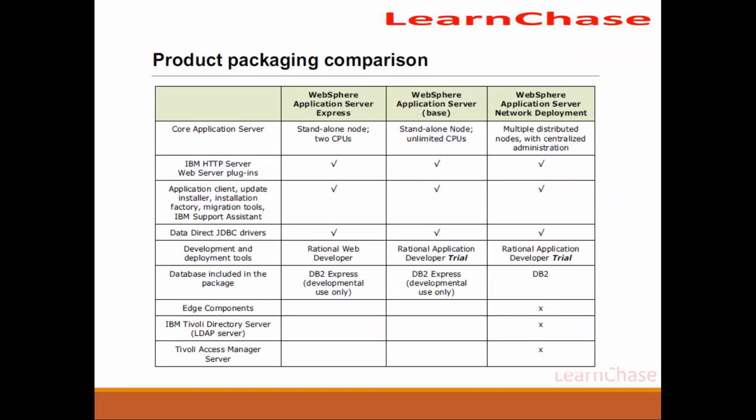The network deployment can support JDBC, Liberty Profile, and Intelligent Management Pack, and edge components. The edge component is a cache component, and it can support the Tivoli Directory Server, LDAP server, and Tivoli Access Manager. Now we are calling it Security Access Manager, SAM. Only network deployment supports all these kinds of features.